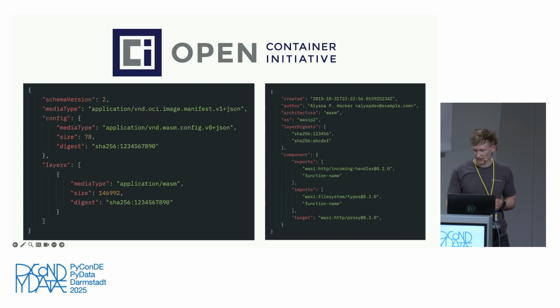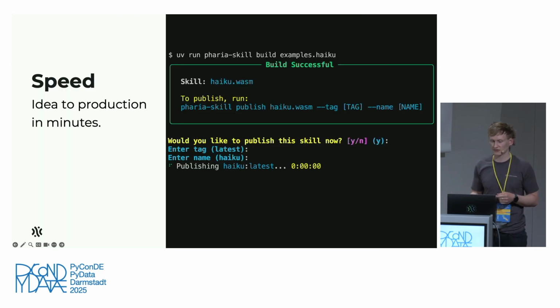For the build step, we wrap componentize-py. So in our SDK, you just do uv run FarrierScale build and point it to your Python module, and it will build the WebAssembly component for you. Once you've done this, you can run FarrierScale publish haiku.wasm, and then you configure a registry in your environment. This will publish the OCI artifact there. Then our runtime can be configured to listen to certain registries and pick up the component from there. This means you can develop, test, build, and publish your artifacts very, very quickly.